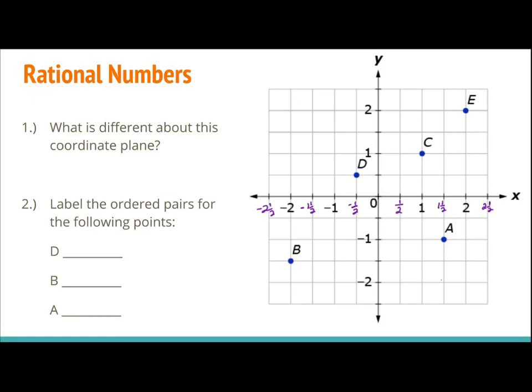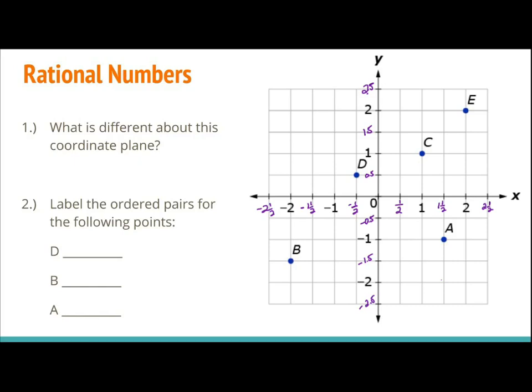But this time, instead of using fractions, I'm going to use decimals, because sometimes you're going to see them labeled as decimals. So here would be 0.5, and we would have 1.5 and 2.5. Let's do the same thing on the negative side of the y-axis. This would be negative 0.5, negative 1.5, negative 2.5.